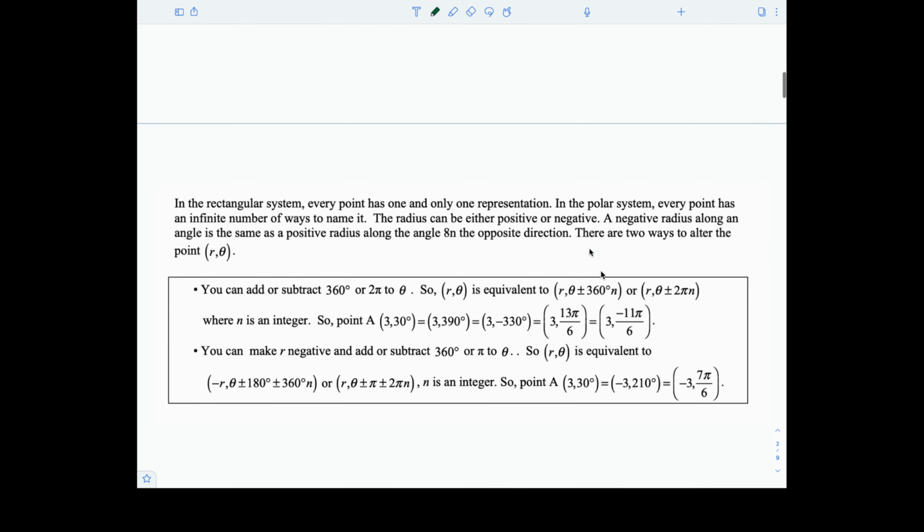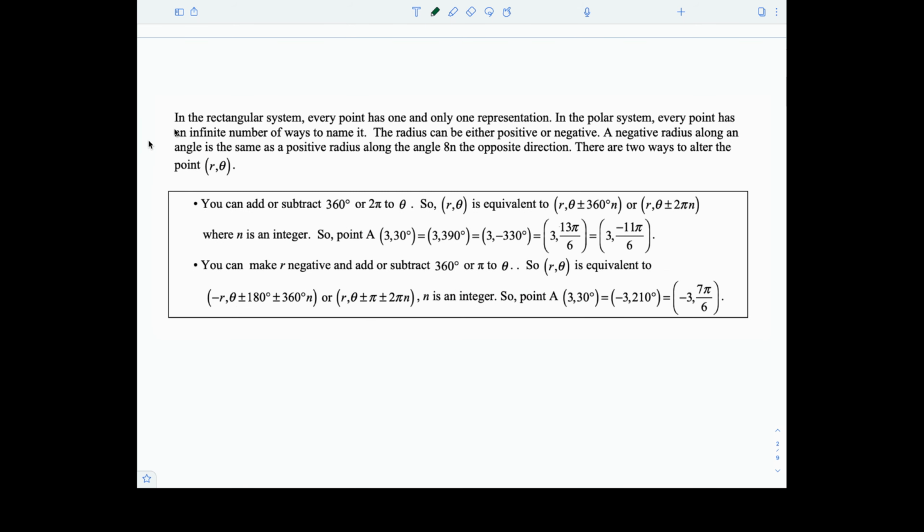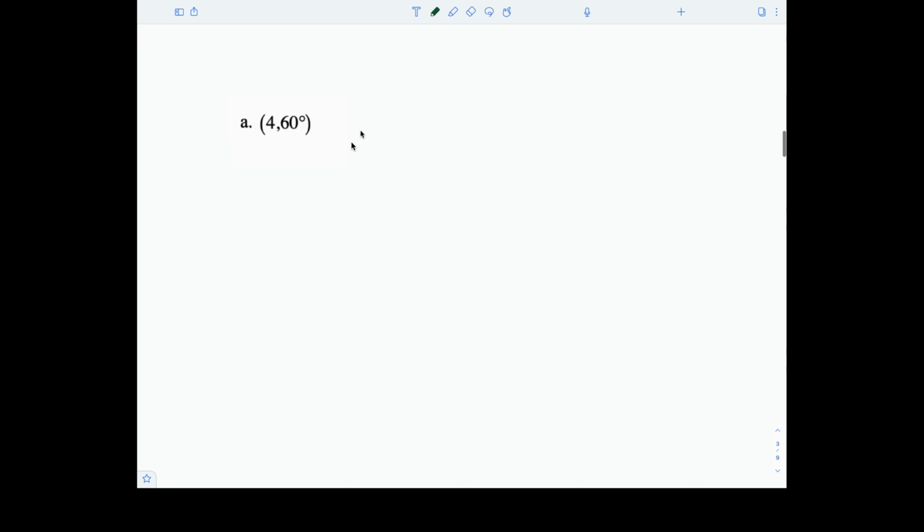Now, things get a little spicier because, as you can see here in the notes, it says in the rectangular system, every point has one and only one representation, okay? But in polar, you have an infinite number of ways of representing values, okay? So let's talk about why you would have an infinite number of ways. So if I was to graph (4, 60 degrees), so let's see. Let me see if I can.